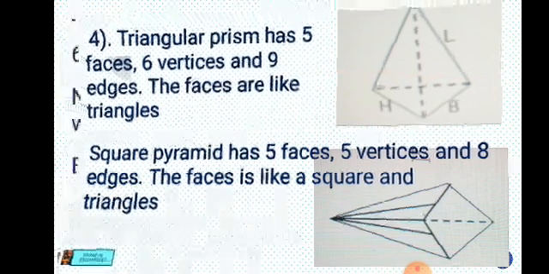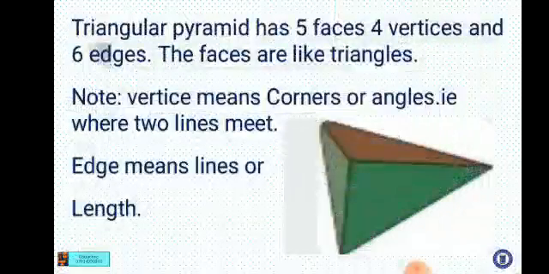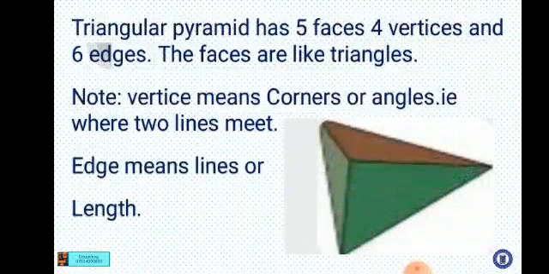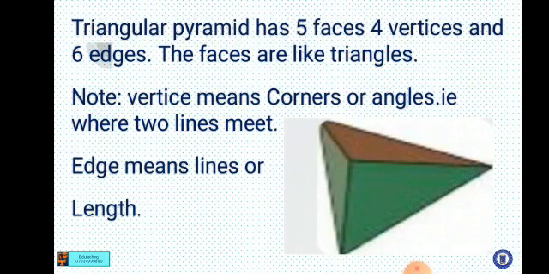The last one, but not the least, is triangular pyramid. Has 5 faces, 4 vertices and 6 edges. The faces are like triangle. Note, vertex means corners or angles, that is where two lines meet. Edges means lines or lengths.